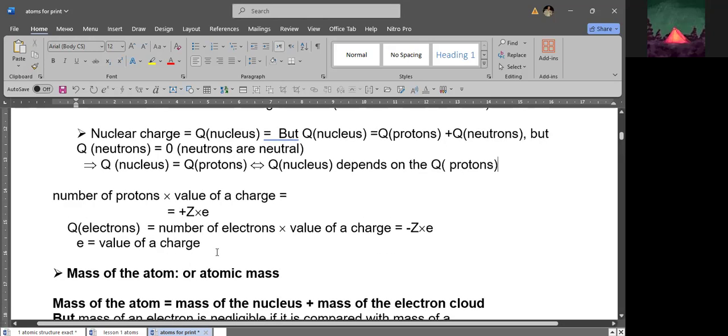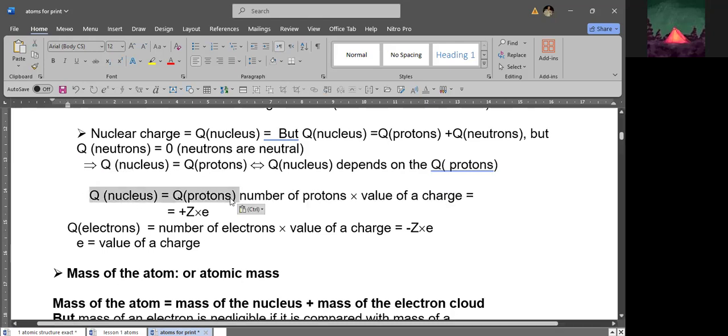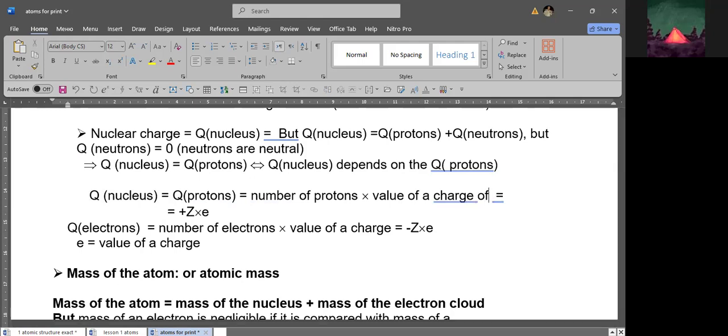The number of protons, of course, so we can go back and say here, nuclear charge, we write it again here, and we get the answer: the charge of the nucleus equals the charge of a proton. The charge of a proton depends on the number of protons and the value of the charge of a proton. The number of protons is represented by Z, while the value of the charge of a proton is represented by E. So we say Q of a nucleus is Z times E.